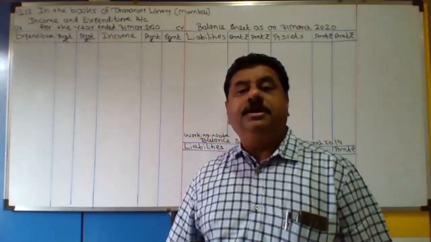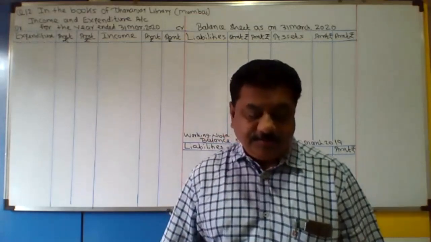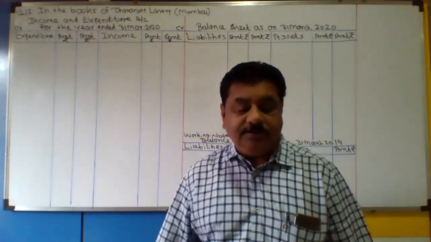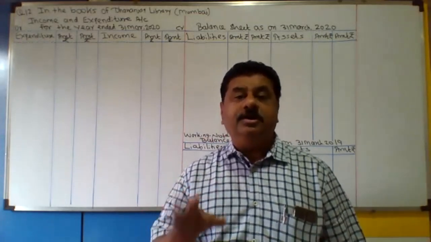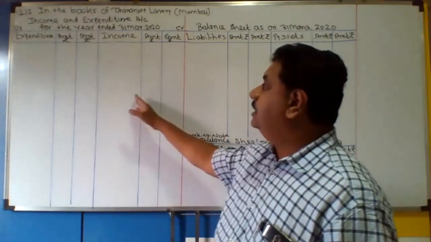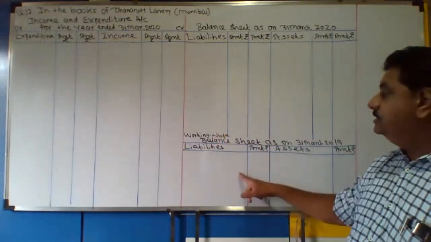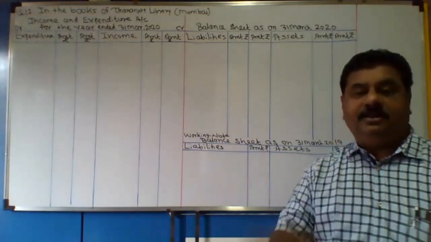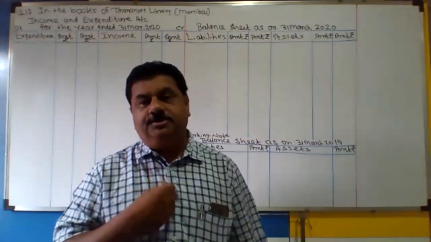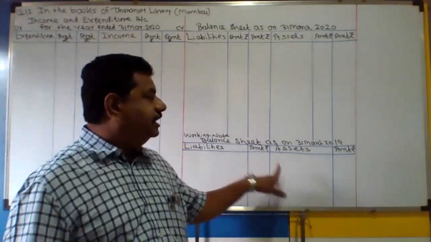So in this lecture we are going to solve exercise question number 12 from page number 122. In question number 12, the capital fund is not given to you. The requirement is to prepare the income and expenditure account and balance sheet for the current year. But you need to prepare the balance sheet of the last year as well. Why? Because the capital fund is not given to you. To find out the capital fund, you need to prepare the balance sheet of the last year.